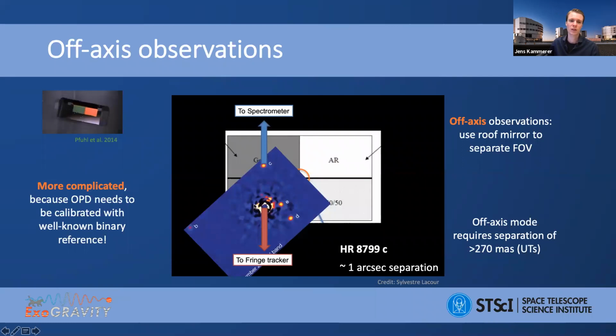And firstly, of course, such a well-known binary is not always available nearby in the sky. And also it takes about 30 minutes extra to slew the telescopes and do these extra observations. So most of the science that we've been doing so far has been done with the much easier on-axis mode. And we're actually still struggling a bit with the calibration of this off-axis data.